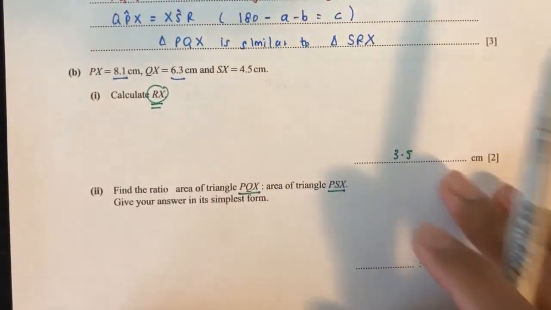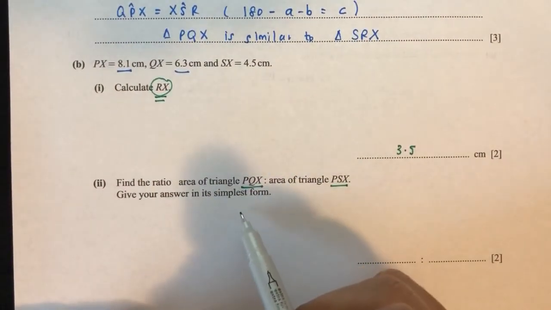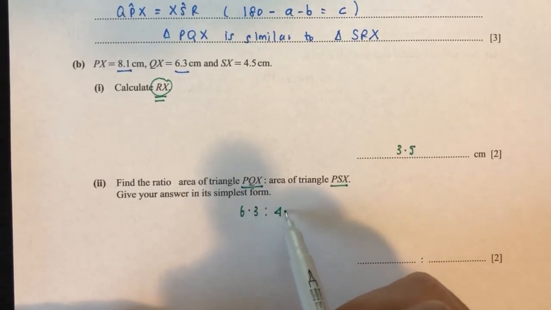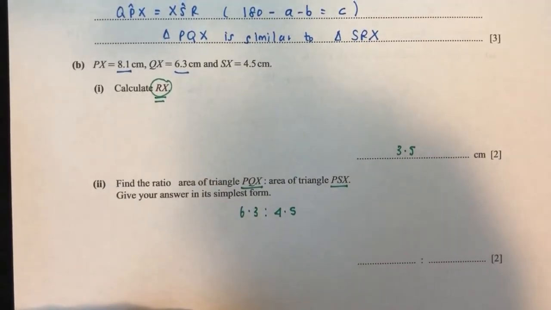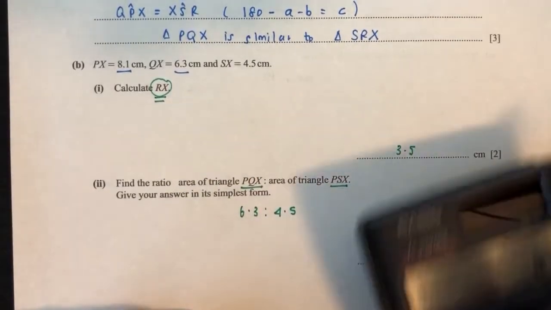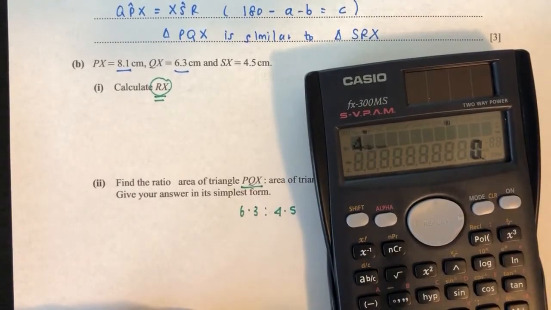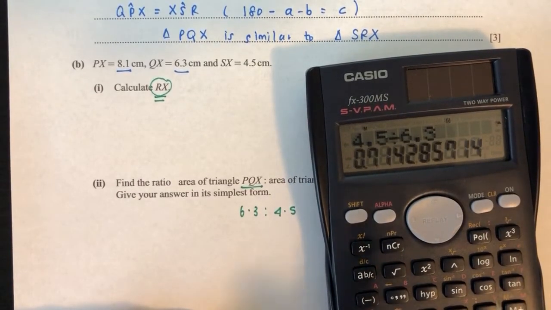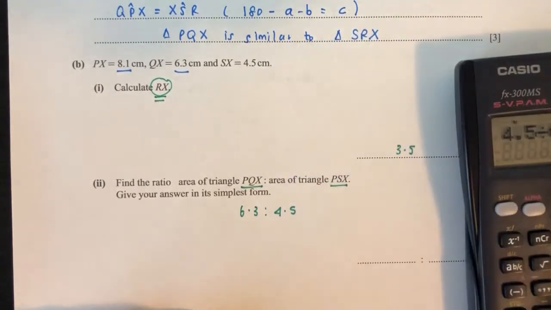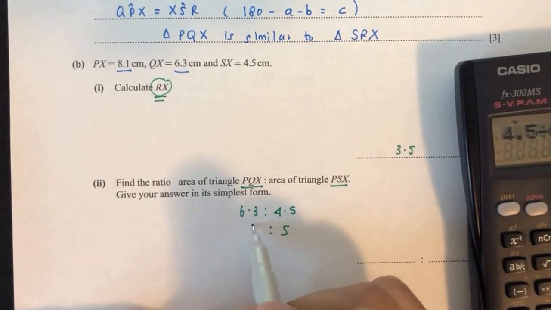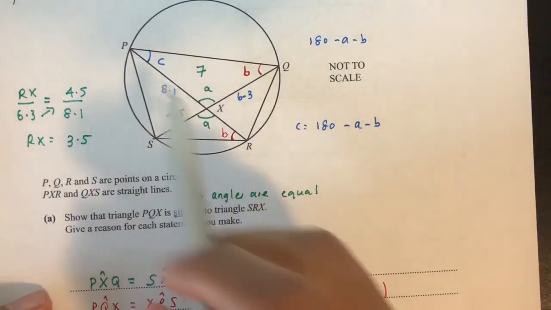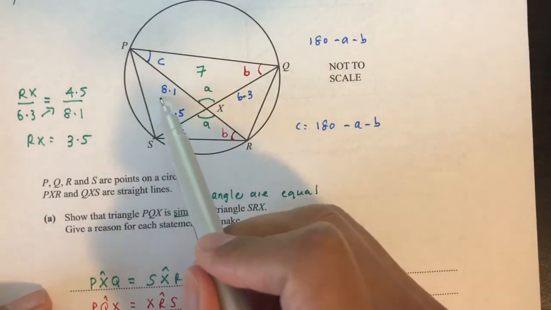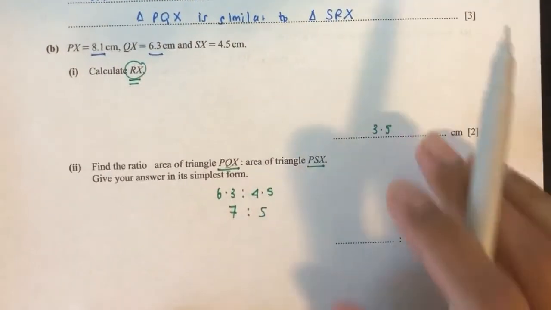So the ratio will be 6.3 for the big triangle and the small one will be 4.5. So we have to use ratio. So we can do it using the calculator. So let's do 4.5 divided by 6.3. That will be 5 over 7. So that will be 5 here and that will be 7 here. So PQX will be 7, the ratio, and PXS will be 5. So that's how you find the ratio of those two triangles.